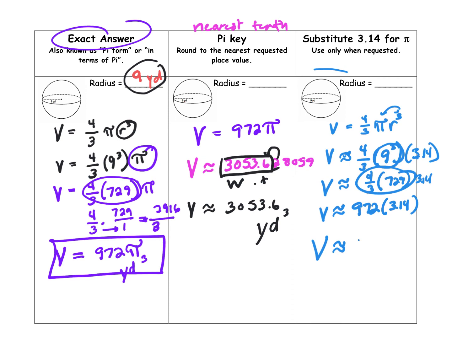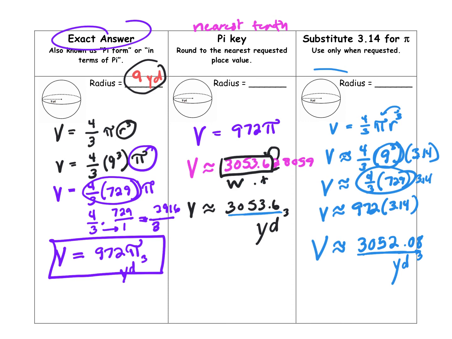So the answer is 3,052 and 8/100. And this would be yards to the third power. And once again, if I compare this answer with this answer, they're very close, but this one, again, is larger. The answer where we used as many digits of pi as we could is always going to be a little bit larger, but this is kind of the confirmation that this answer is correct.